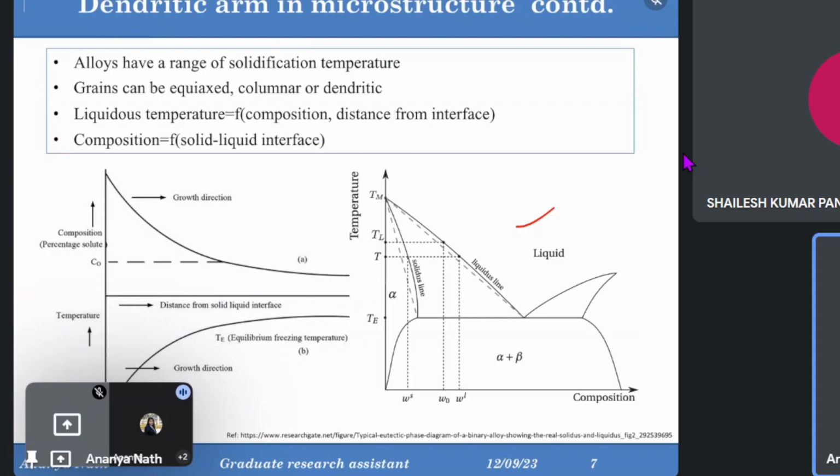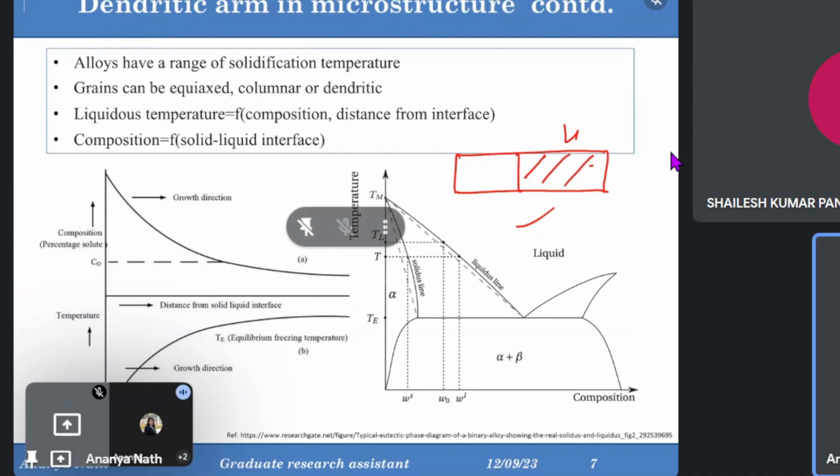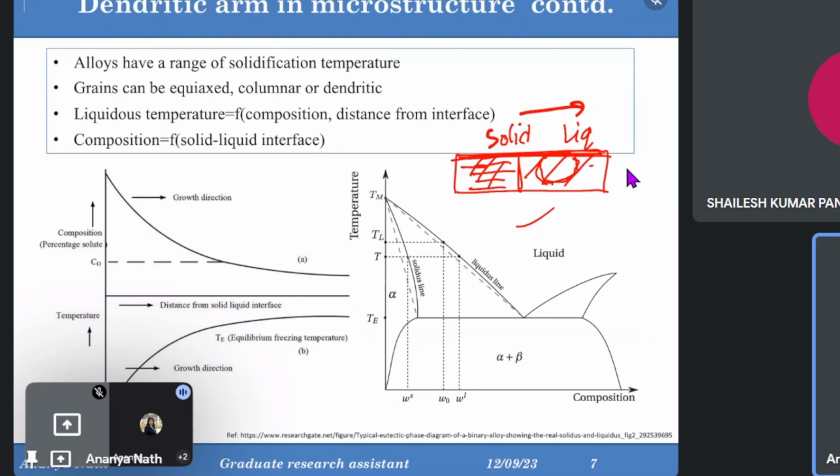The liquidus temperature is a function of composition and the distance from the interface, meaning the interface of the solid and liquid. If this is one material in which this part is liquid and this part is solid, say you are doing welding or additive manufacturing in which you move your heat source in a particular direction, then the portion exposed to the heat source will be liquid, but the previous section, which was earlier liquid, has been solidified. So now there is a directional solidification.